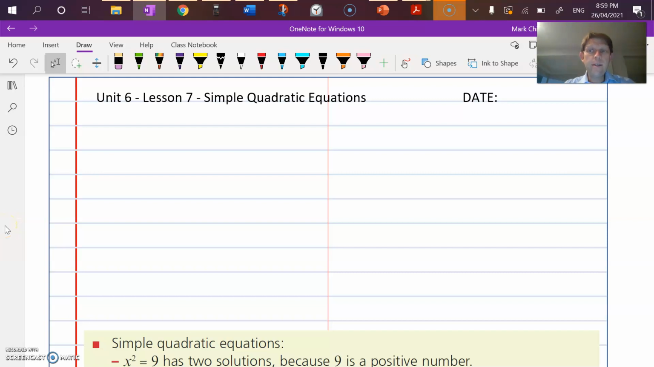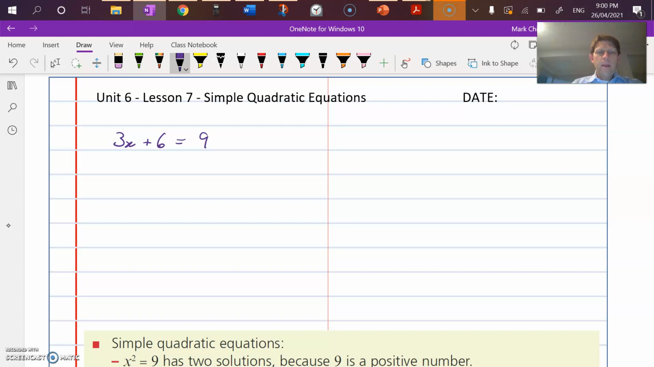Okay, so today's lesson is on simple quadratic equations. Now, quadratic equations sounds like a big, scary thing, but it's just a new little twist on what we've already been doing. So you'll know that up to now we've had questions like, for instance, 3x plus 6 equals 9.